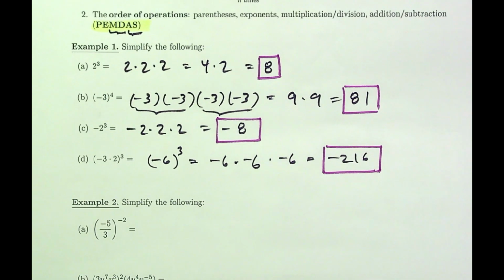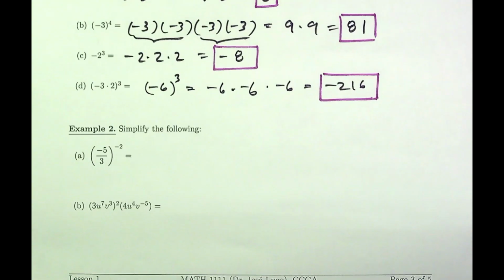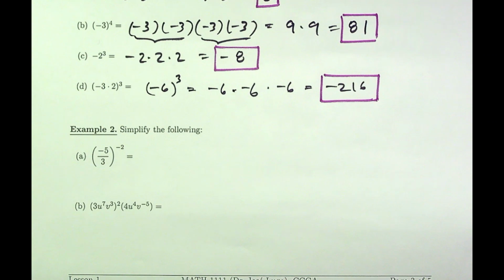Okay, now let's do something a little bit more complicated. Now let's include variables. Well, not in the first one, but on the rest. And use all the properties of exponents. Okay, here's the first one. It says negative 5 over 3 to the negative 2. First thing you need to do is simplify the parentheses if there's anything to simplify. Here, there's nothing to simplify because 5 and 3 have nothing in common. So you cannot simplify that.